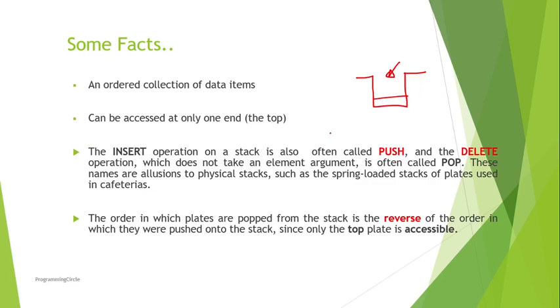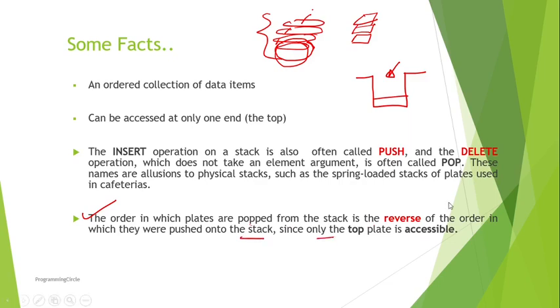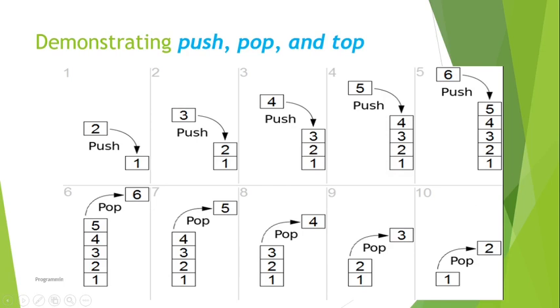Okay, another thing is the order in which the plates are popped. A stack of plates is a quite common example, and a stack of books is also possible. If you want to pop this plate, you have to first pop this one, and only then can you pop this. So there is a particular order. The order in which plates are popped from the stack is the reverse of the order in which they were pushed onto the stack, since only the top plate is accessible. Through the top only you have to come.